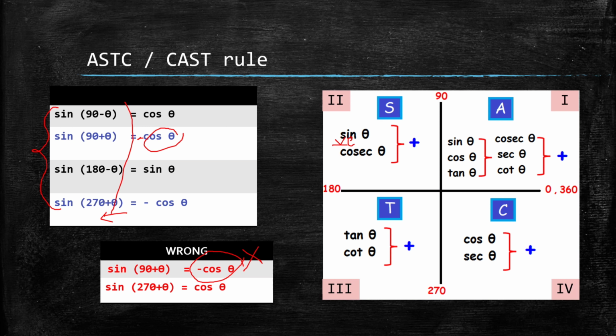See, in the last case, sine 270 plus theta, that is minus cos theta. Sine 270 plus theta will come in the fourth quadrant. Here cos is positive, secant is positive, but we have to check for sine theta, whether sine is positive or negative in the fourth quadrant, not whether cos is positive or negative. That is not at all required for us.